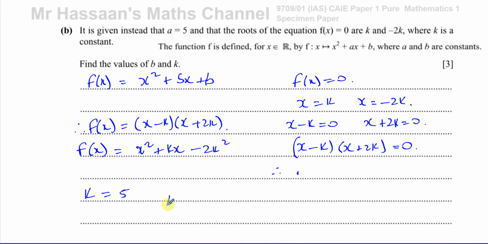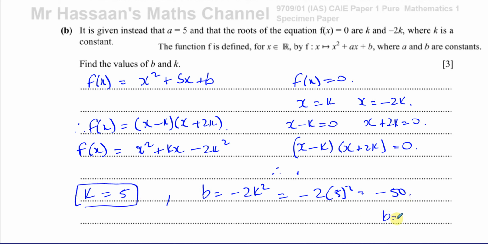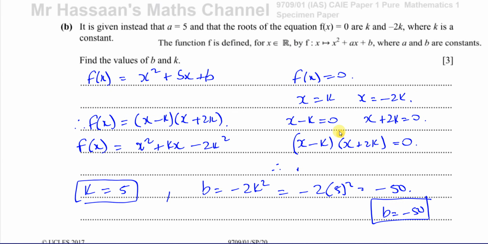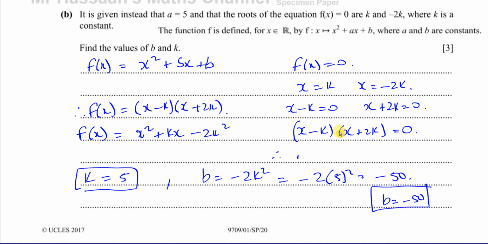All right. And we can also say that b is equal to minus 2 times k squared. So that's equal to minus 2 times 5 squared, which is minus 50. So we got k equals 5, and we have b equals negative 50. And there's the answer to part B of this question. All right, so that's how we deal with this.